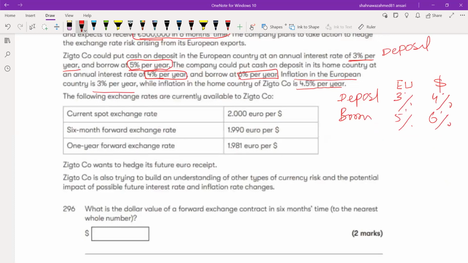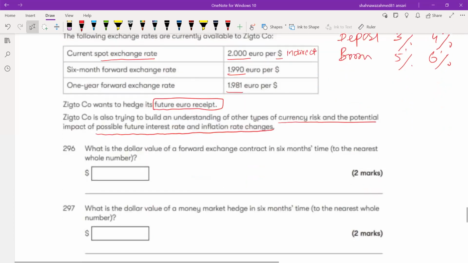The following exchange rates are currently available. Current spot rate is given 1 USD versus euro 2, that is the indirect quote. 6 month forward 1.99, 1 year forward 1.981. Zicto wants to hedge its future euro receipt. Zicto is also trying to build an understanding of the other types of currency risk and the potential impact of possible future interest rate and inflation rate changes. Question number 1. What is the dollar value of a forward exchange contract in 6 months' time to the nearest whole number?